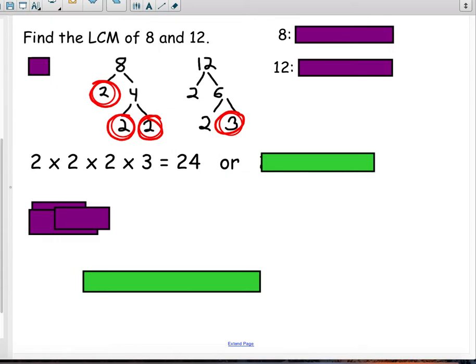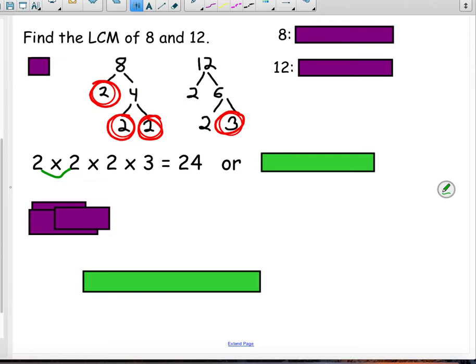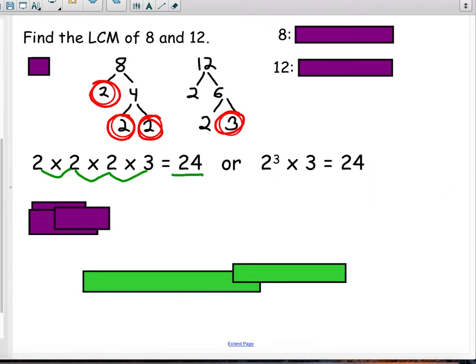If we multiply that out, we get 2 times 2 is 4, 4 times 2 is 8, 8 times 3 is 24, or you could write it as 2 to the third times 3 equals 24.